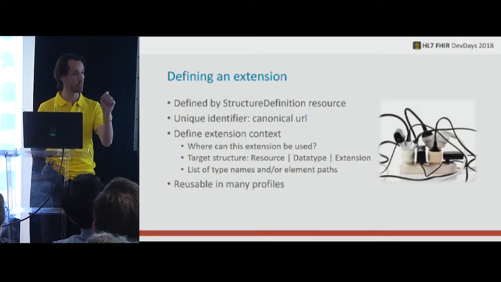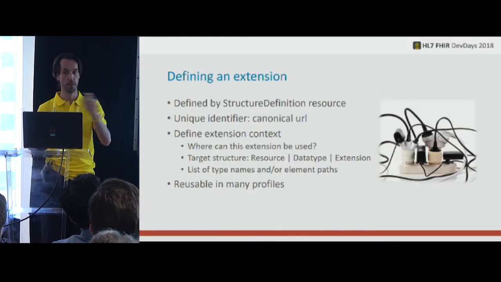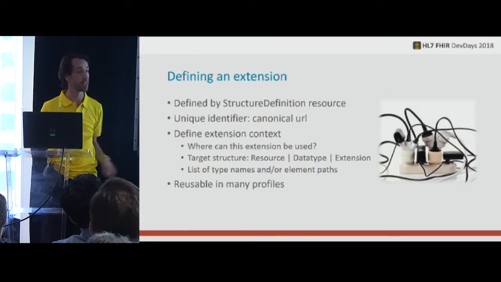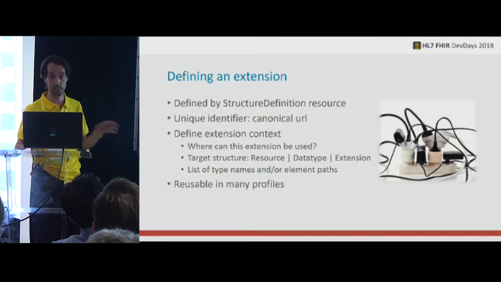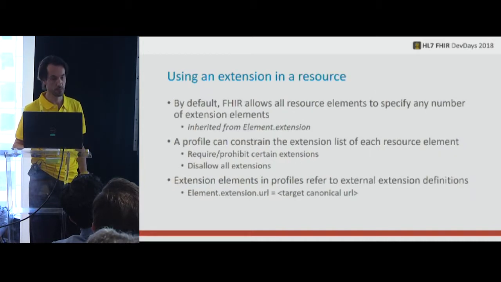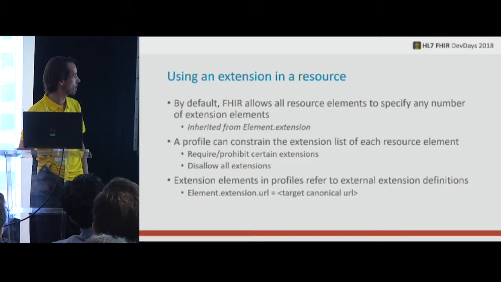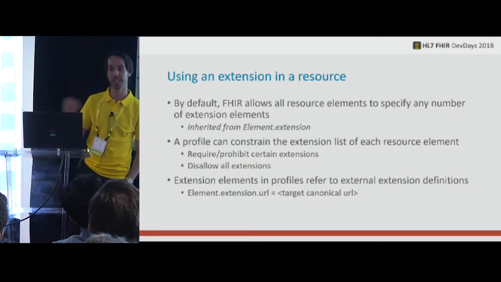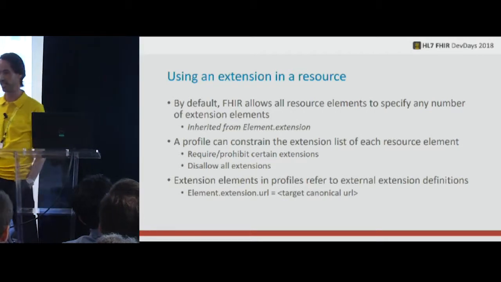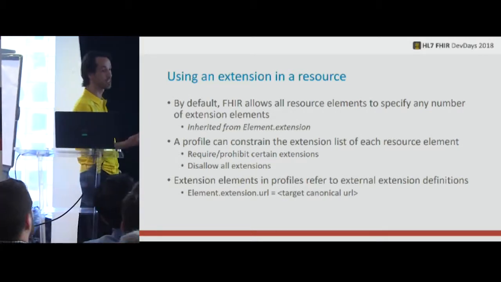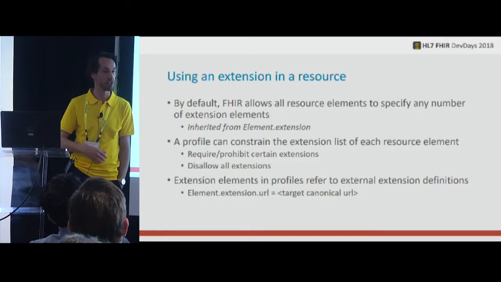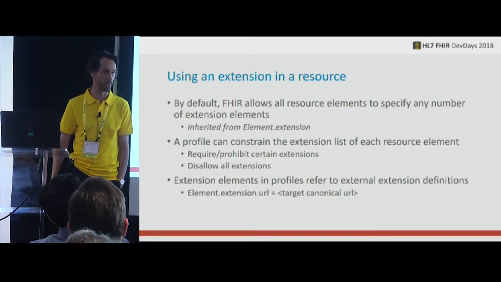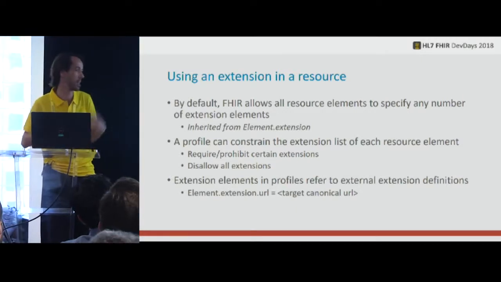So once you publish an extension to a registry, many people might use that extension and refer to that in their own profiles, especially race and ethnicity. That's been referred to by many different patient profiles. So how do you use it? Well, in FHIR, all the elements allow you to add an extension. Each element has something like an extension collection. And out of the box, it's empty, saying, well, you can add any number of extensions. I don't have any rules for it. So just send them to me, and I'll store them, but I don't understand them.